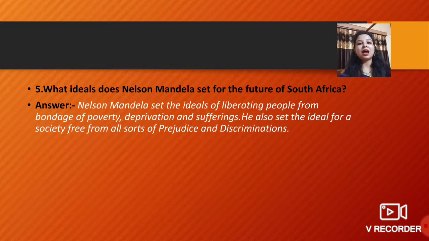Now let's move on to the last question, question number 5. What ideals does Nelson Mandela set for the future of South Africa? So what were his ideals, or what he wanted to happen in future in South Africa? Nelson Mandela set the ideals of liberating people from bondage of poverty, deprivation and suffering. So these were his ideals. He wanted to free the South Africans from bondage of poverty, deprivation and suffering.